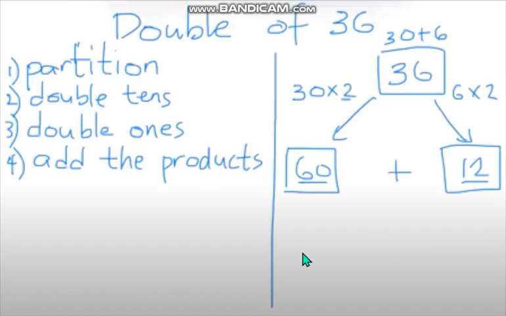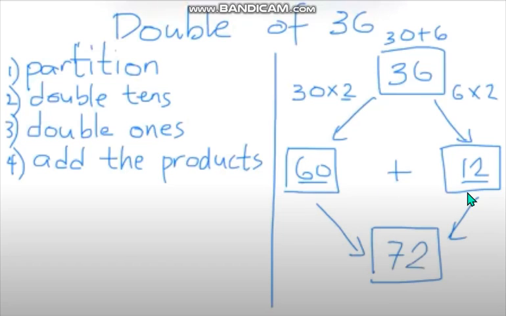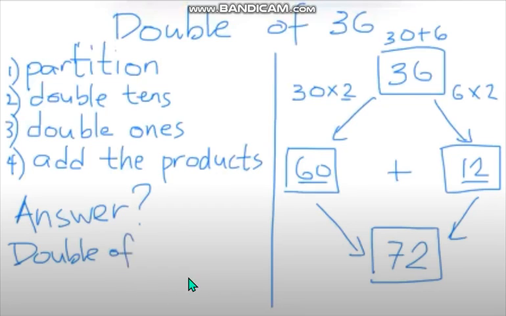So what are we going to do next? We're going to write a box at the bottom and we are going to write our answer. 60 plus 12 is equal to 72. So then our final answer would be: double of 36 is 72. Isn't it very simple? Alright, let's try it with other numbers.